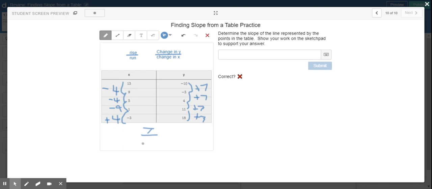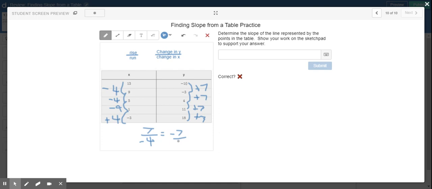So this is 7 over -4. Because the y's are increasing by 7, so +7 on the top. The x's are decreasing, so -4 on the bottom. If only one of them is negative, I have a couple choices. I can put the negative on either number, or I can put it out front. So I can read this as just -7/4.